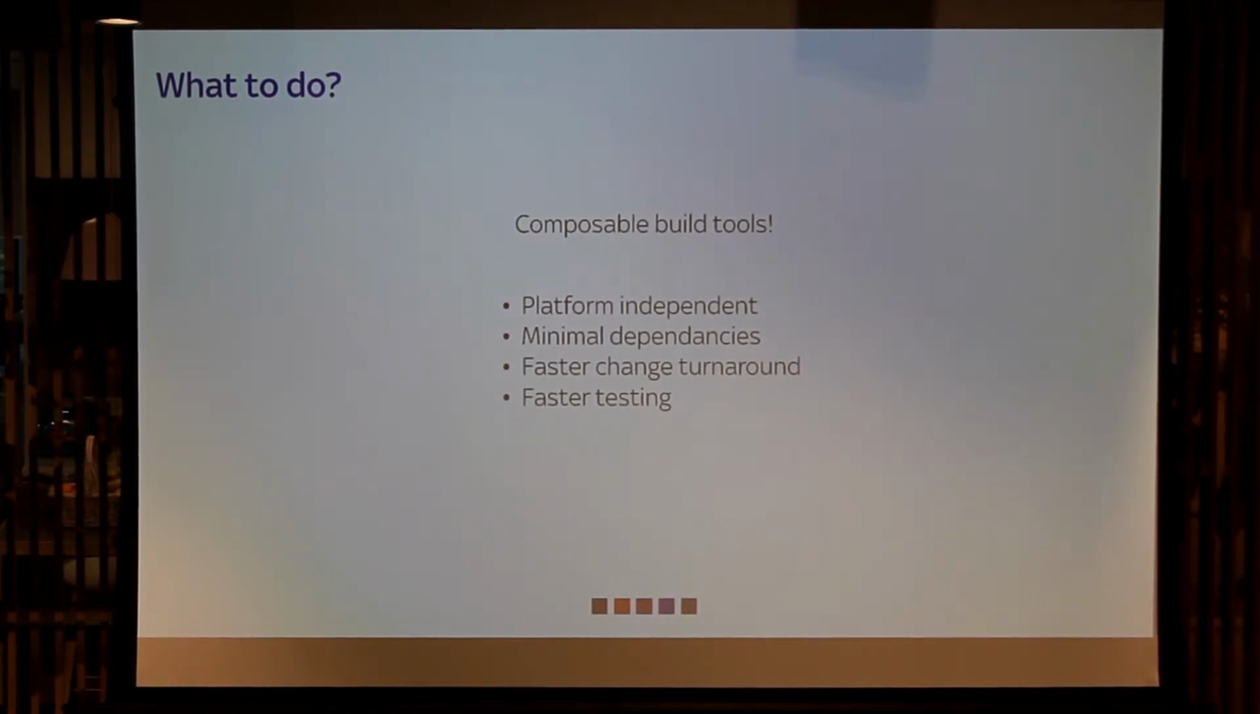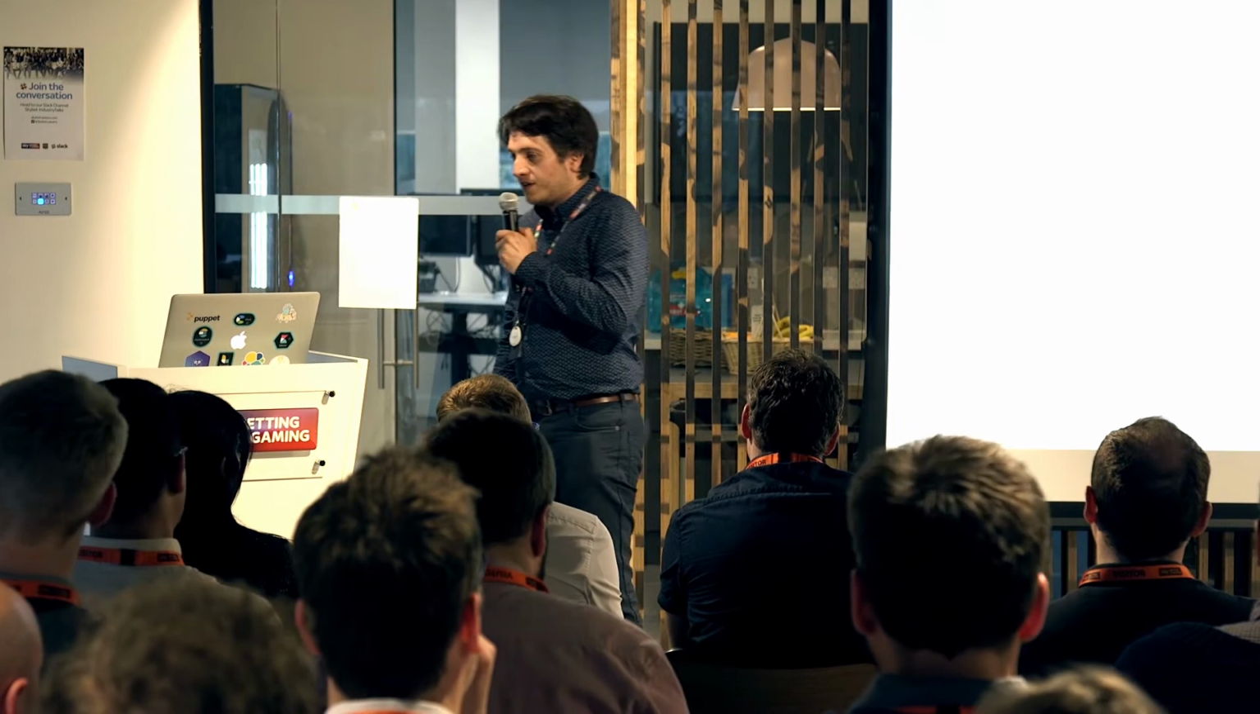We wanted a faster change turnaround. I don't know how many people use Vagrant machines here, but they're quite slow to provision, difficult to change, difficult to distribute, slow for the developers to download. It just takes a lot of time to move these things around and make sure that they work for everybody. So faster testing as well. How did we achieve this?